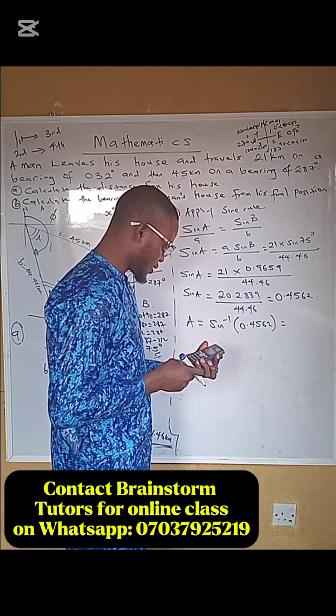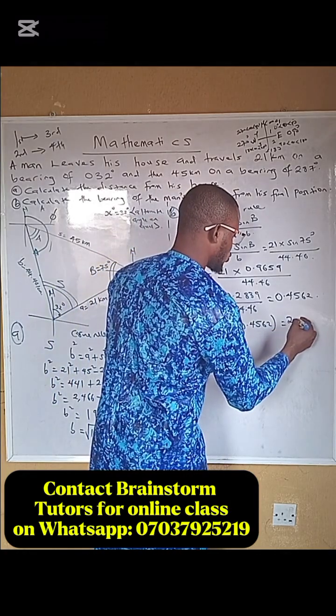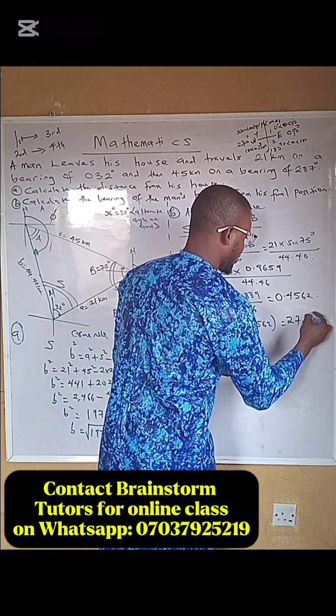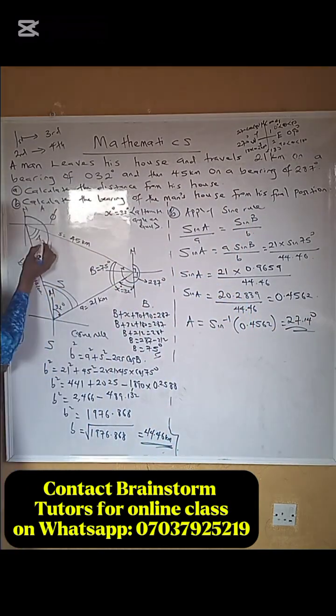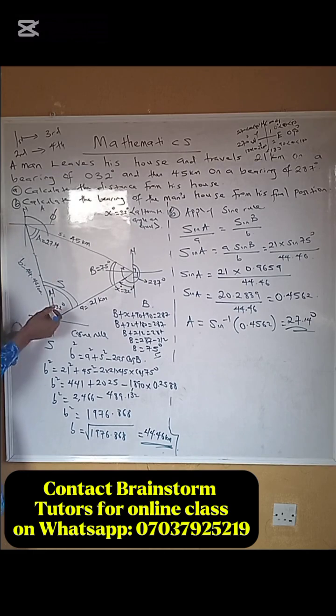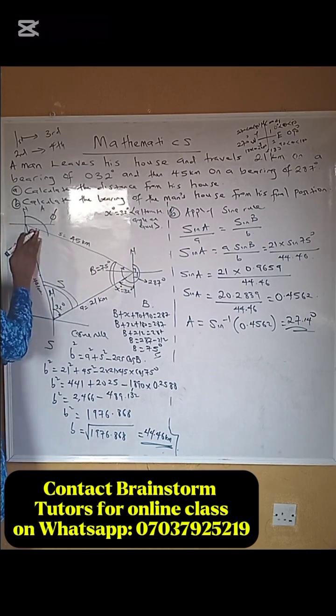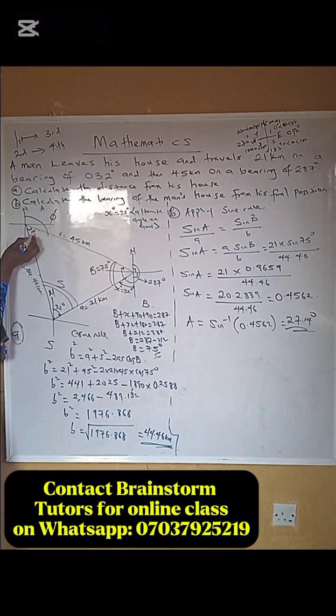Then I have it to be 27.14 degrees. So the angle A I have here is 27.14 degrees. So now let me just use it here like this. Let me just say this is 27.14 degrees. So this is my angle A. Always remember that too. This is my angle A equals 27.14 degrees.